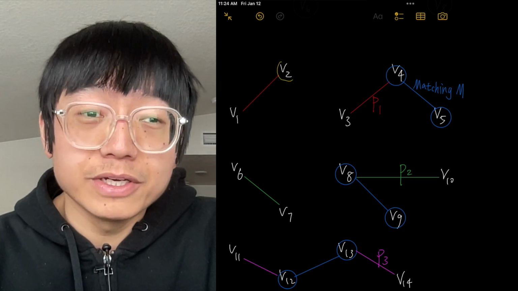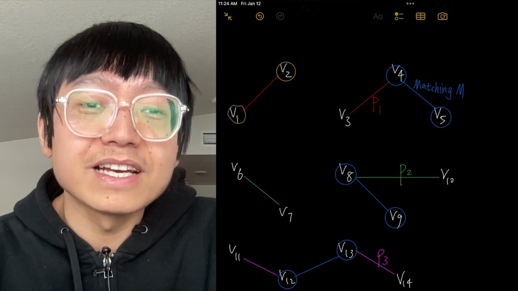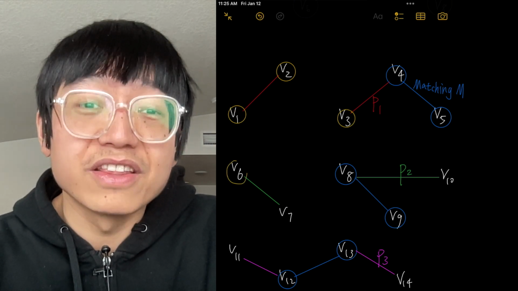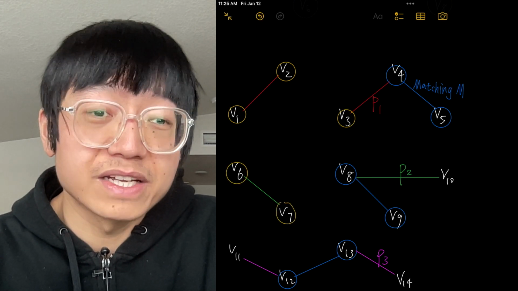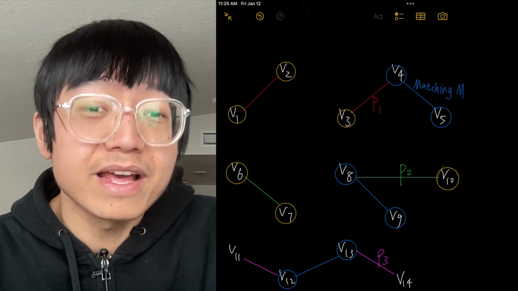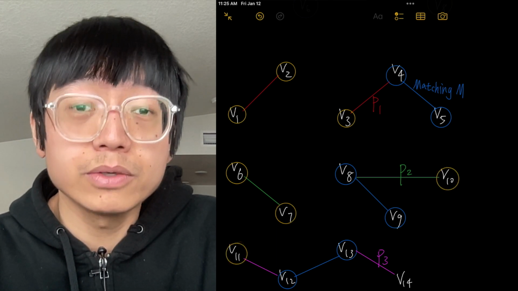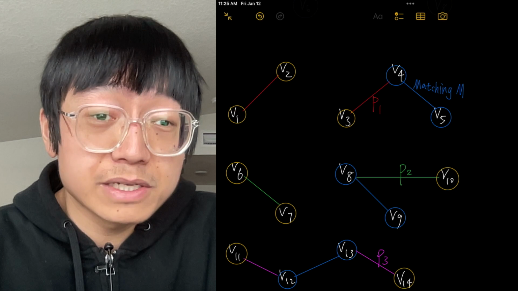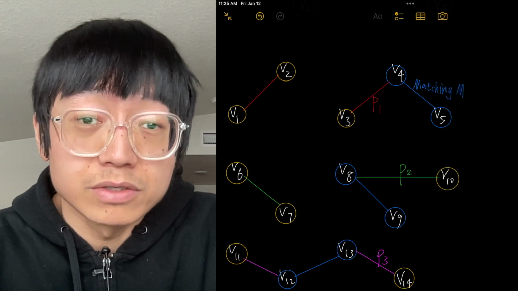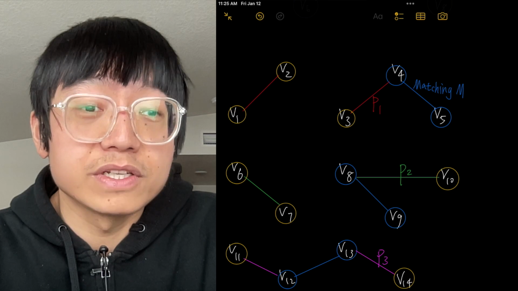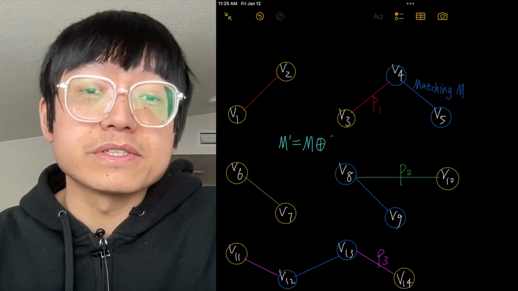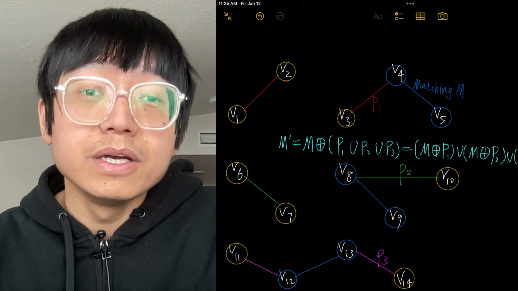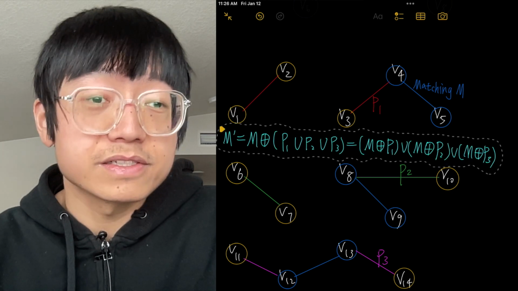The symmetric difference operator is associative, which means that the order in which you perform the symmetric difference operation doesn't affect the final result. Thus, you can take the symmetric difference of M with the union of all of the augmenting paths, like P1 union P2 union P3 until union PK, or just take the symmetric difference of M with each path individually, and then take the union of all of these differences. We take the symmetric difference of M with P1, P2, and P3 individually, and then we combine them; due to associativity it gives us the same result.